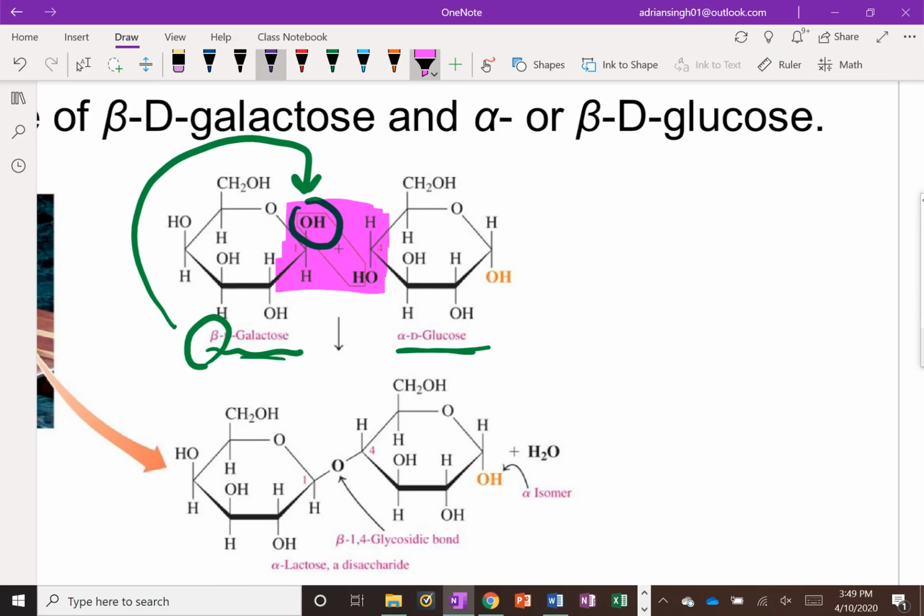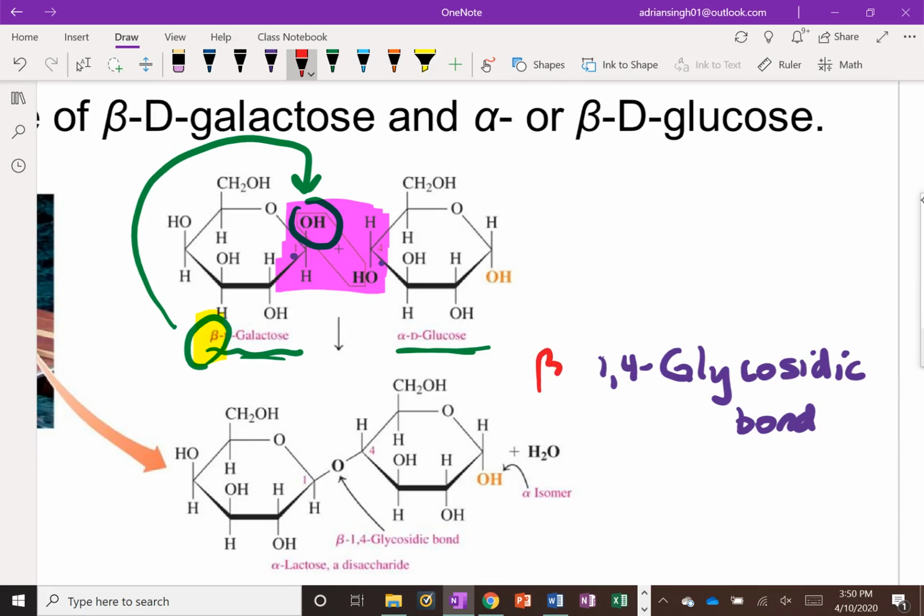So the bond that we make then, again, is going to be called a glycosidic bond. We are still connecting carbon 1 to carbon 4. So it's a 1,4 glycosidic bond, but it's different than maltose because we're actually starting with the beta isomer of galactose. So when we describe that bond, we call it the beta 1,4 glycosidic bond, right? And as I mentioned before, in order to make that bond, we have to lose a water molecule. There's our water that we end up losing.